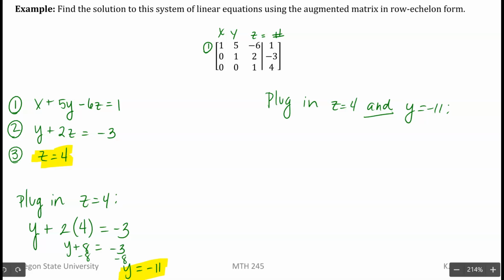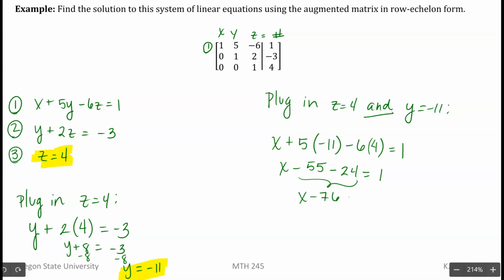So let's do that. x plus 5 times, here's where we put in what we know y is, which is negative 11, minus 6 times, we know what z is, 4, equal to 1. Let's do a little bit of algebra and find out what x is. x minus 55 minus 24 equals 1. Let's combine those two together and we get x minus 79 equals 1. Let's add 79 to both sides and we get that x is 80.